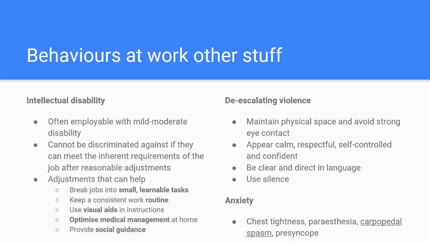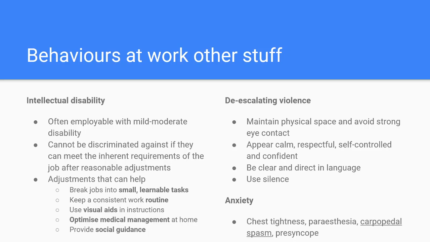In terms of other things that were covered in behaviours at work, intellectual disability. Just because someone has an intellectual disability doesn't immediately mean that they're unemployable and shouldn't be in the workplace. They can't be discriminated against if they can meet the inherent requirements of the job after reasonable adjustments. So someone who has a mild intellectual disability may not process written instructions very well, but if you have a picture or two to go alongside that, then they can do their job. You shouldn't be discriminating against them, because putting pictures with instructions is very reasonable and will help other people in the workplace too.